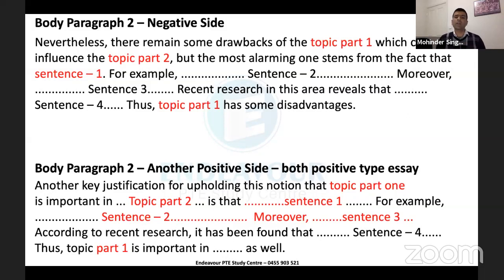By and large, from what has been discussed above, it can be stated that age discrimination is not helpful, or age discrimination is a really bad thing for the individual as well as for the society.